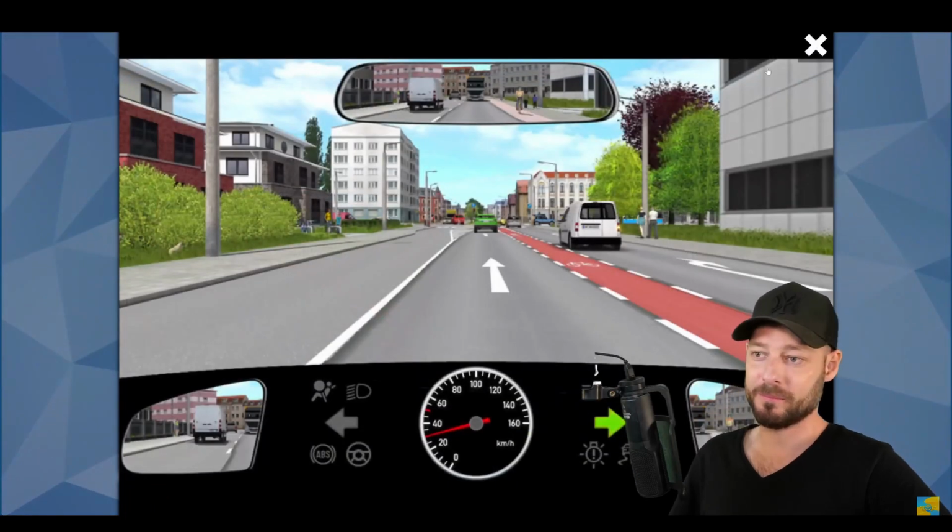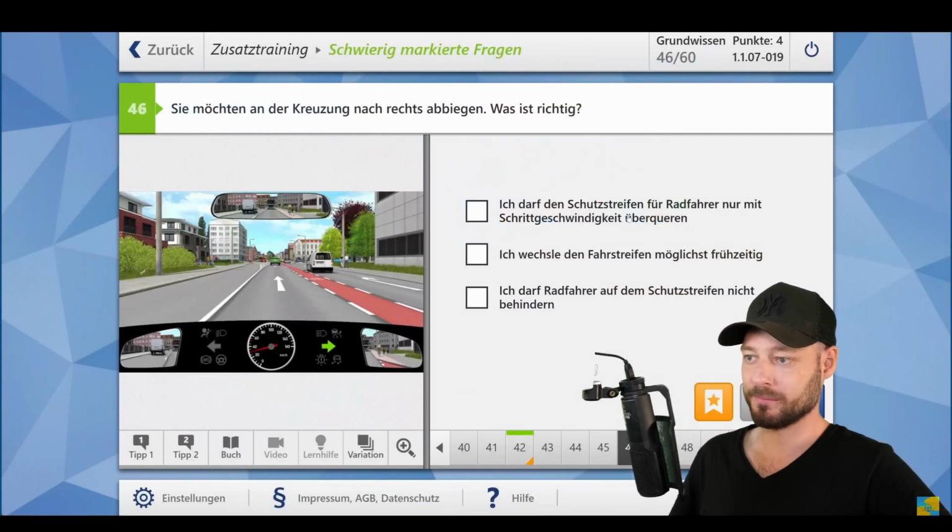You want to turn right at the intersection. Which is correct? I'm only allowed to cross the cycle lane at walking pace.